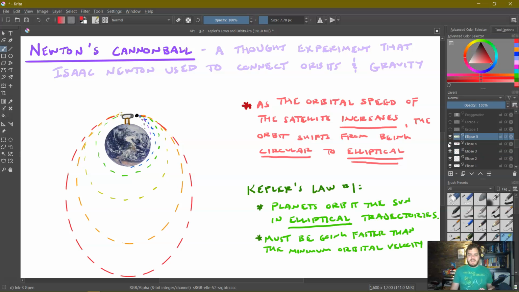And in fact, this is ultimately giving us an explanation for Kepler's first law, that planets orbit the sun in elliptical trajectories, which just tells us that they are going faster than the minimum orbital speed that they need to continually go around the sun. If they're going at that minimum, they would be making a circular orbit. If they were going slower than that, they wouldn't be able to orbit. They would get spiraled into the sun.